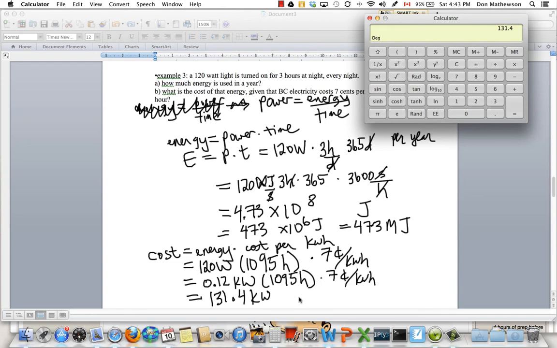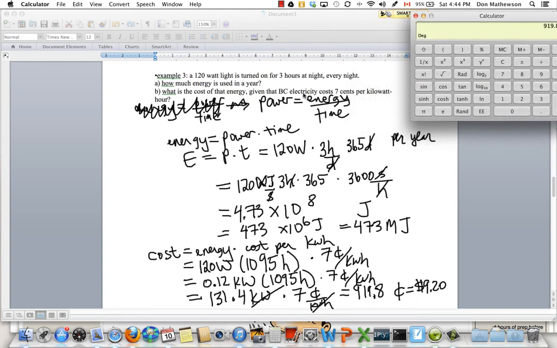Now that's not really useful till we get down to this very last line here, because now with our energy in kilowatt hours, the kilowatt hour part just cancels out. So there was our energy, 131.4 kilowatt hours. Cross that out with this, and we see we get an answer here in cents. So how many cents is that? So it's 131.4 times 7. That's 919.8 cents, or in dollars, that's $9 and about 20 cents to use that light for the entire year.